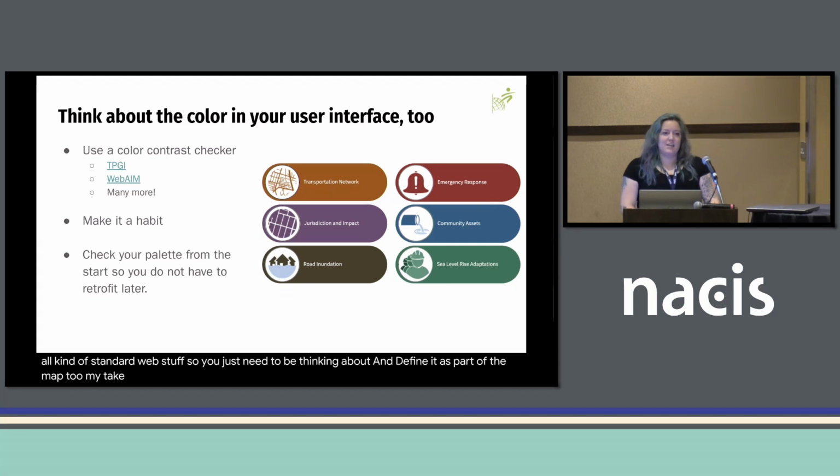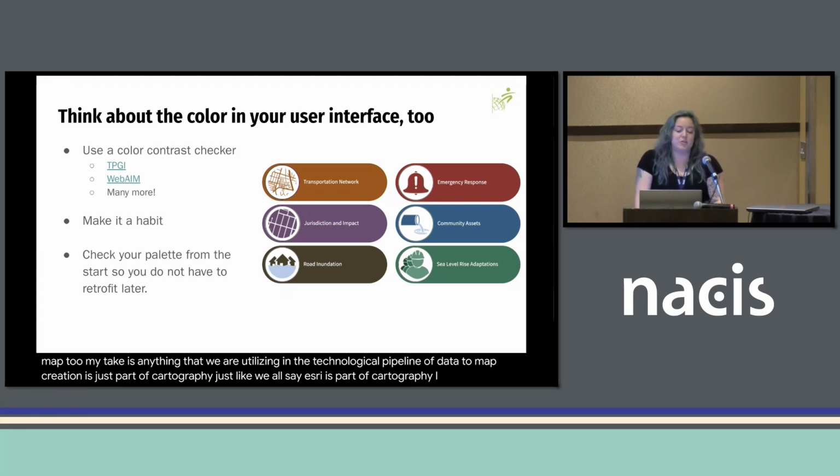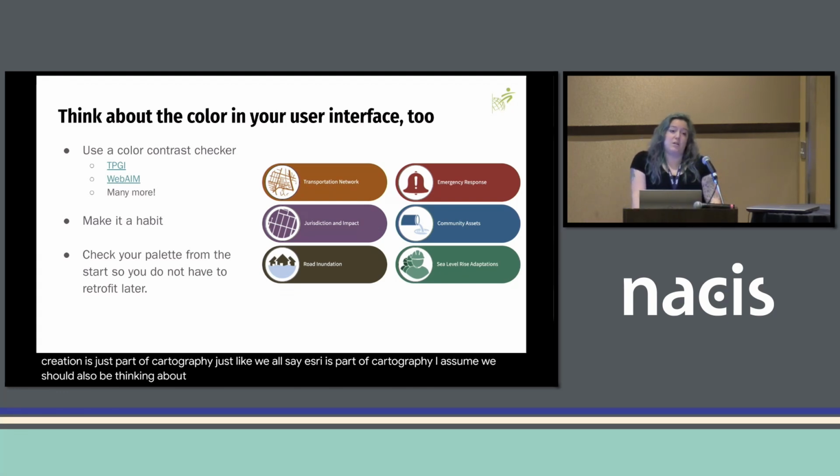My take is anything that we are utilizing in the technological pipeline of data to map creation is just part of cartography. Just like we all say Esri is part of cartography, I assume we should also be thinking about a lot of web elements as being part of cartography. So you need to think about color in the user interface as well, even if it's not directly on the map. It is important to make sure that's accessible.